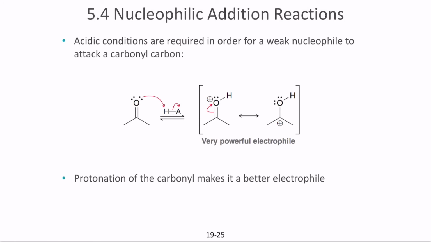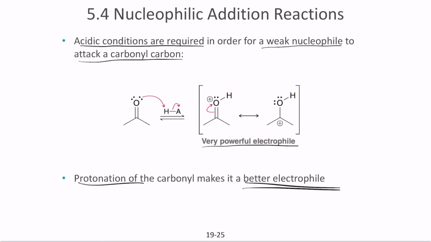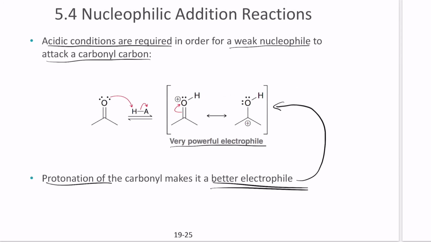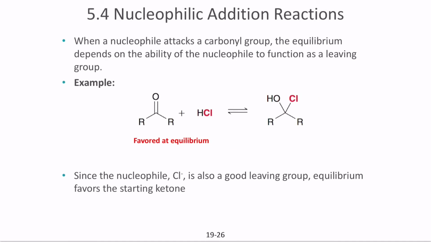Now, the acidic conditions are required in order for a weak nucleophile to attack the carbonyl carbon. The main reason is because it has to have a powerful electrophile. Once you create a powerful electrophile, only then is it possible for the weak nucleophile to attack the positive charge. So protonation of the carbonyl makes it a better electrophile. That is the reason why we do the reaction in acidic conditions for weak nucleophiles.